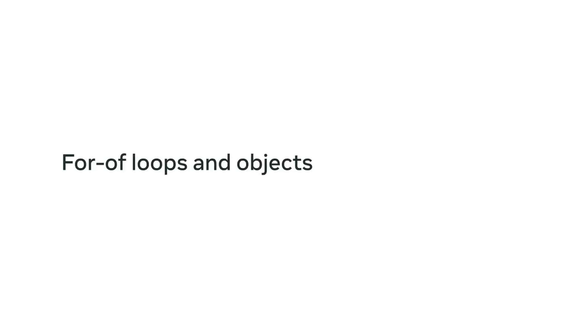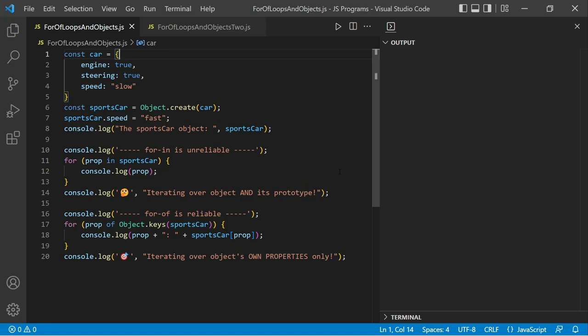In this video, I'll help you understand the difference between for-in loops and for-of loops when applied to objects in JavaScript. At first, this code may appear complex, but you'll find that it only involves concepts that you've dealt with before. So, let's begin by breaking down what I have. I have a const set to an object and assigned to a variable named car. This object has three properties, engine, steering, and speed, which are given the values true, true, and slow respectively.